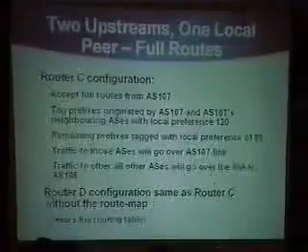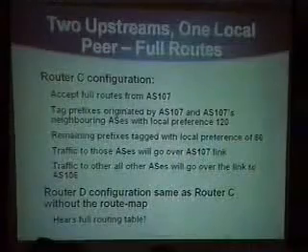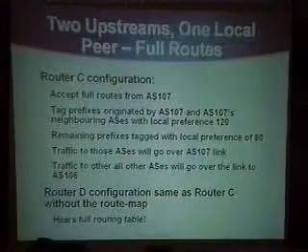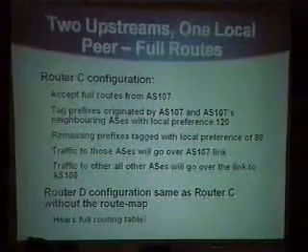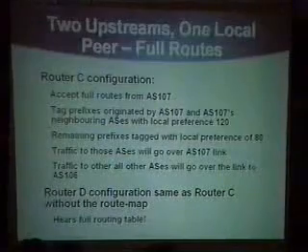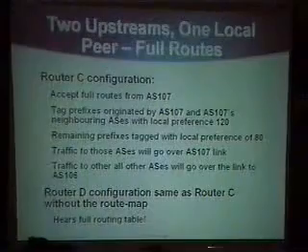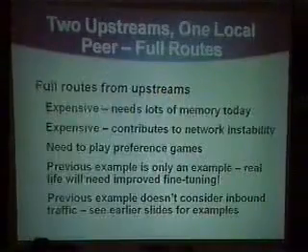Router D configuration is the same as router C without the route map. It hears the full routing table. Right, so if the link through router C breaks, then you go back up through router D. If D breaks, you get the backup through router C. Okay, so that's how to do it with the full routing table. It works fine, there's nothing wrong with doing it this way.